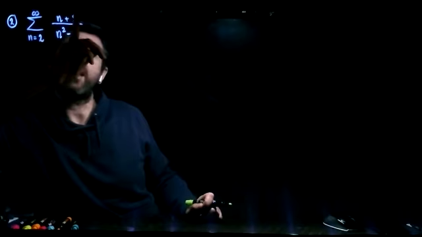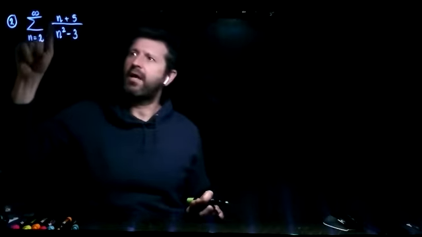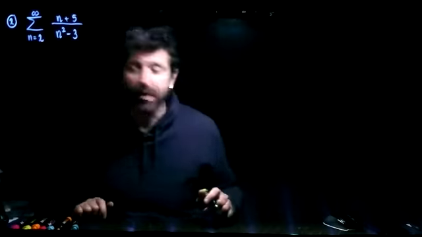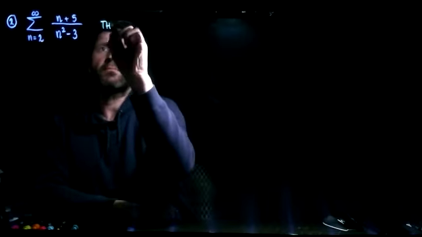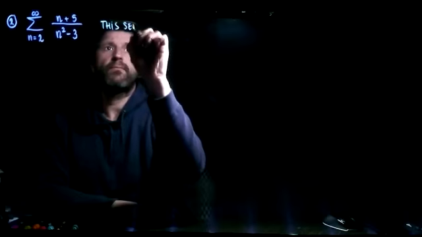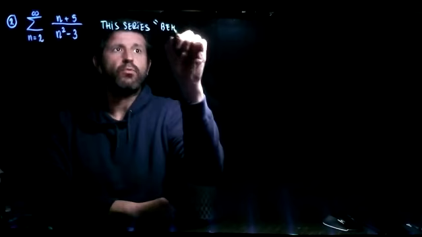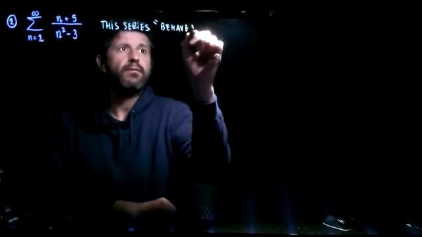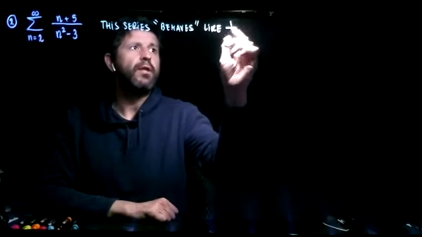Okay, and n over 3 hide, 5 over 3 hide. You're left with n over n², which is like 1 over n. So I'm going to write this down: this series behaves, okay, that's a really weird word for math, but behaves like 1 over n, like this series.